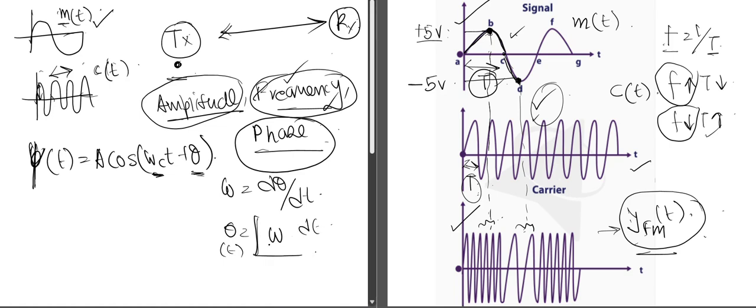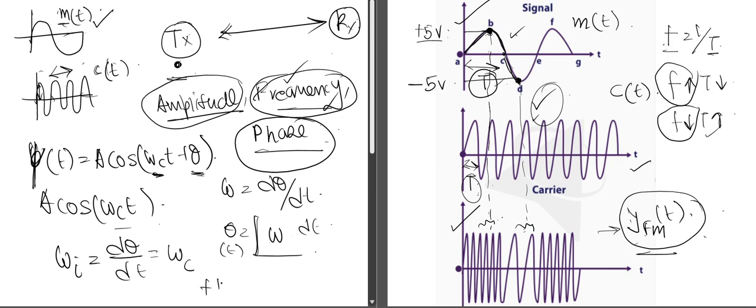So what happens in the frequency modulation? Let us suppose the carrier signal is A cos of omega ct. Now the instantaneous frequency, which is represented by omega i, is equal to d theta by dt. Now d theta by dt is equal to omega c plus kp into m dot t. I know that this will be a little bit unclear at this moment, but we are assuming it for the time being, and we will understand it eventually.